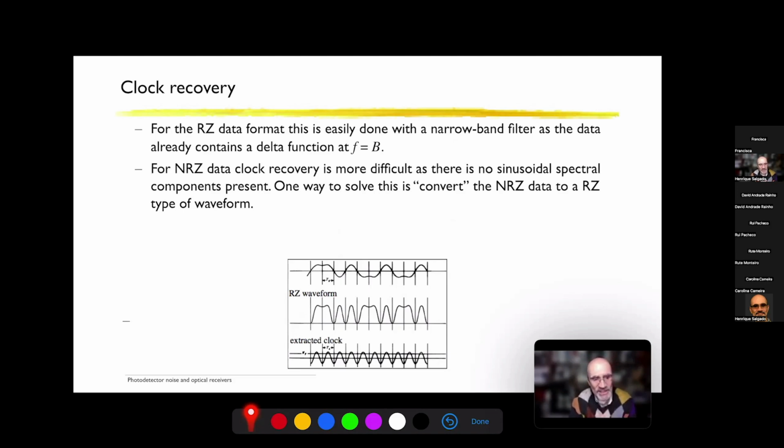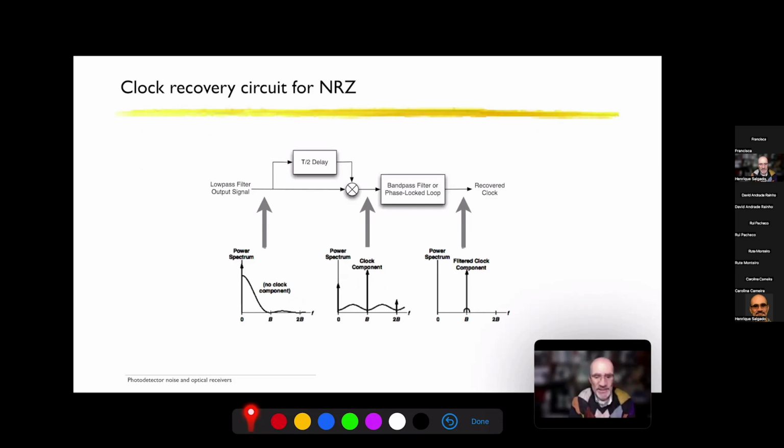Just one slide here to mention that if NRZ coding is sent at the transmitter, the NRZ data does not have a clock component and it is more difficult to obtain clock information from the data. There is a need to convert the NRZ to an RZ type of waveform to recover the clock information.